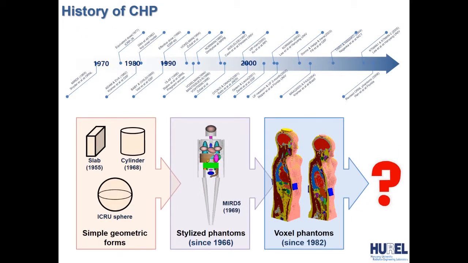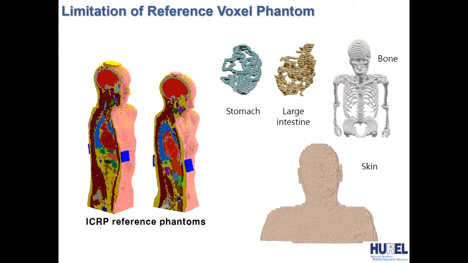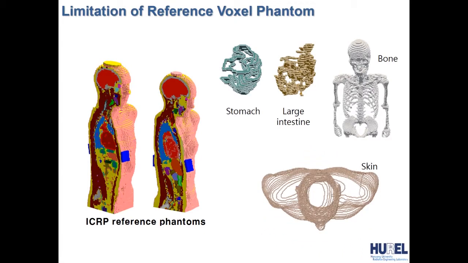In the early stage, computational phantoms were represented by simple shape geometry such as spheres and cylinders. Current voxel phantoms can represent more anatomical realism than the early models. The International Commission on Radiological Protection also uses voxel phantoms as ICRP reference phantoms. However, voxel phantoms have limitations in representing organ shapes because organs are represented by voxels with limited size. We can see that the skin voxel model has large holes.